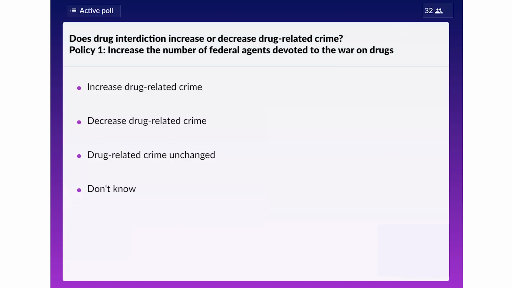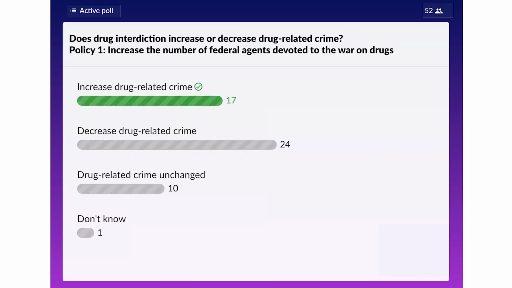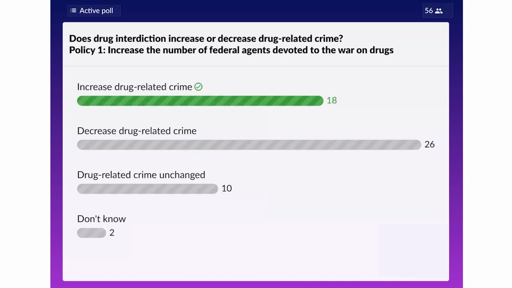Okay, so you're not really graded on this. This is a poll. I see a lot of people making their answers. I'll wait for another 5 seconds. 4, 3, 2, 1. All right, so some of you say increase. Some of you say it's going to decrease. The majority of you say it's going to decrease. Well, let's take a look.